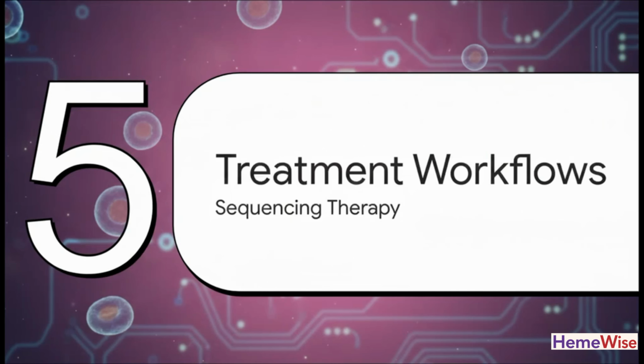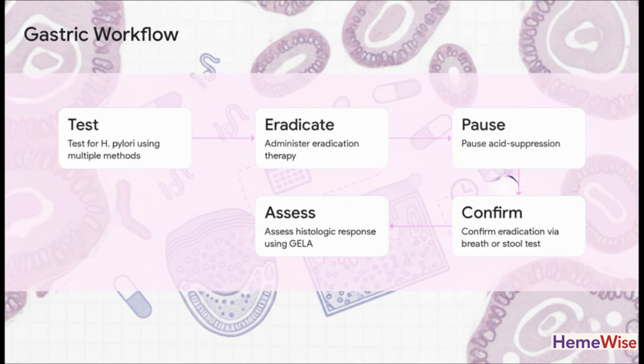They absolutely demand additional molecular studies like IgH clonality testing alongside a very close look at the patient's overall clinical picture. Section 5, Treatment Workflows. Let's talk about sequencing therapy. Let's walk through the initial algorithm for gastric MALT step by step.